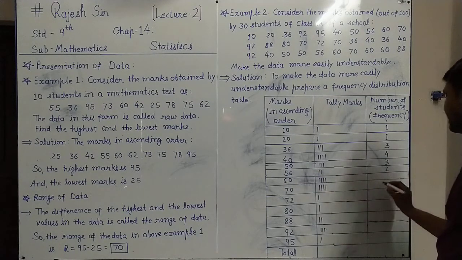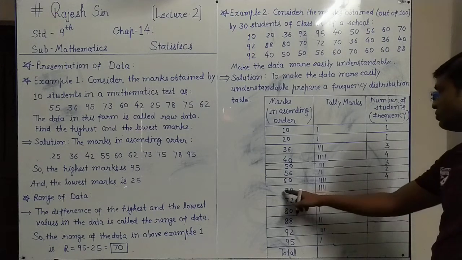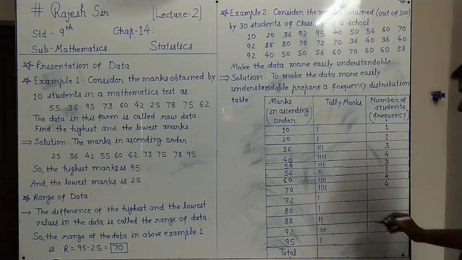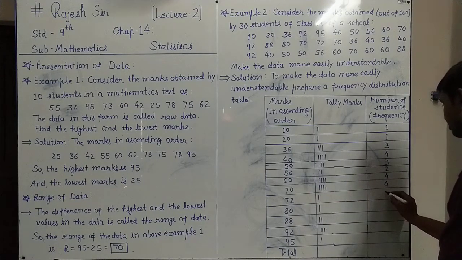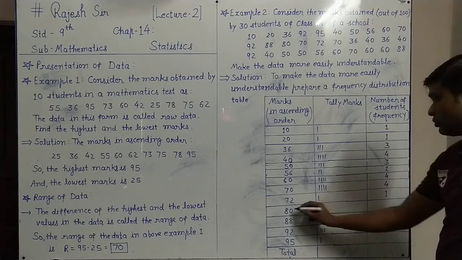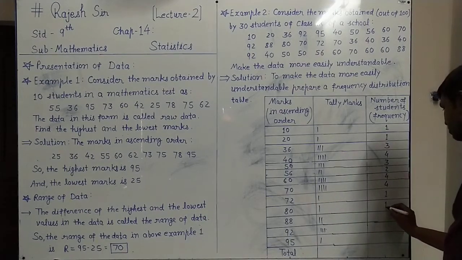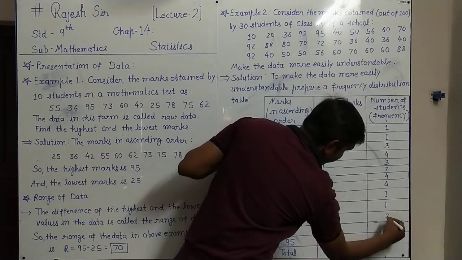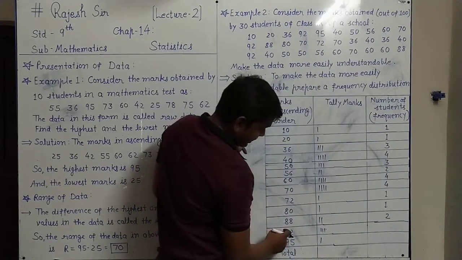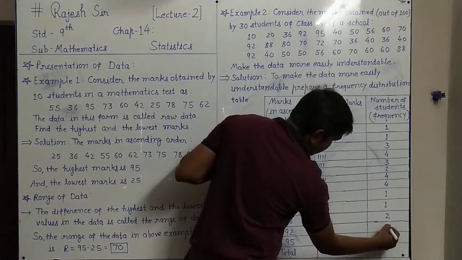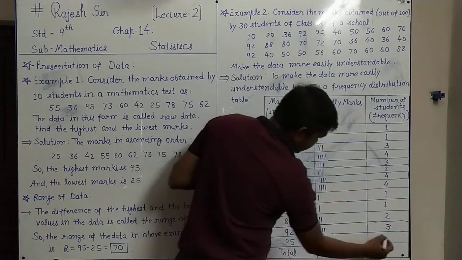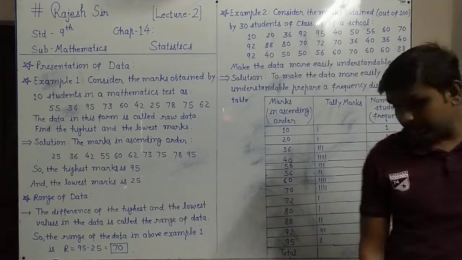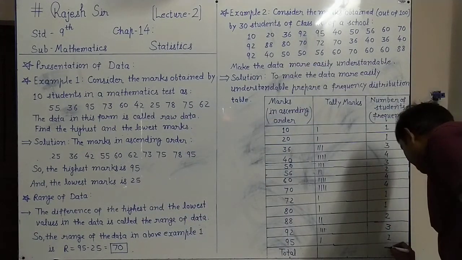Number of students getting 60 marks, 4. Number of students getting 70 marks also 4. Number of students getting 72 marks only 1. Number of students getting 80 marks, 1 student. Number of students getting 88 marks, 2 students. Number of students getting 92 marks, 3 students, and number of students getting 95 marks only 1. So this way all the 30 students are distributed according to the different marks they get.